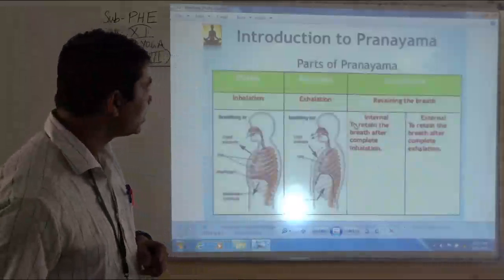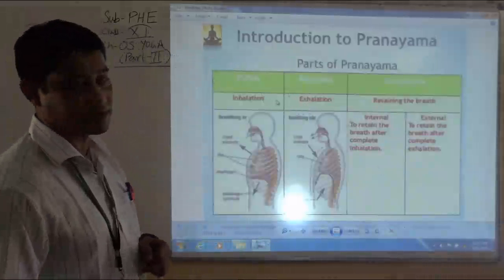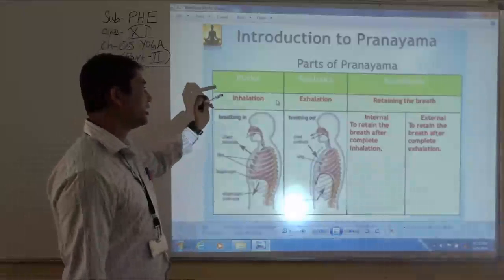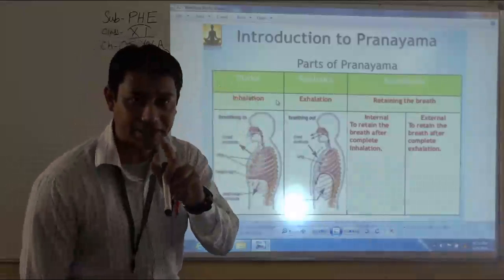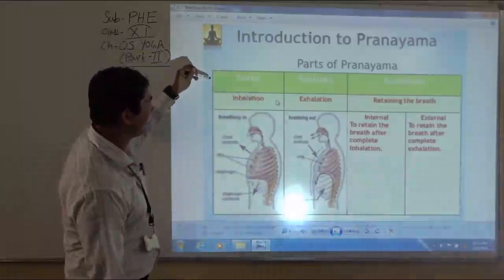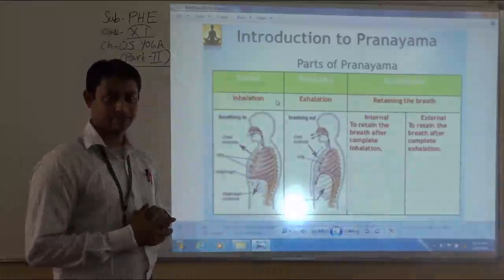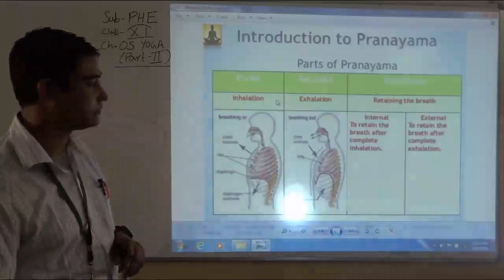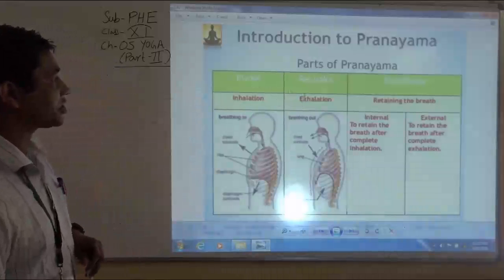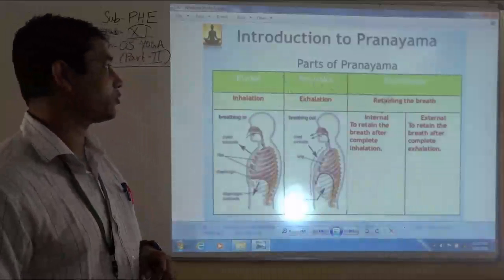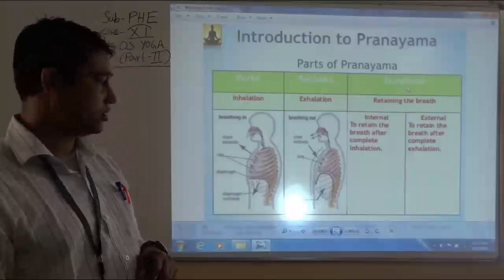Moving ahead, these are the three phases of pranayam, students. That is inhalation, exhalation and retaining of breath. I have also given you the Sanskrit terms. In Sanskrit, inhalation is known as puraka, exhalation is known as richaka, and retaining of breath is known as kumbhaka.